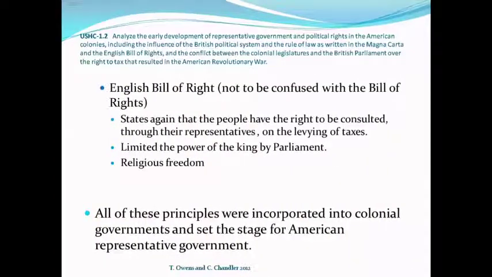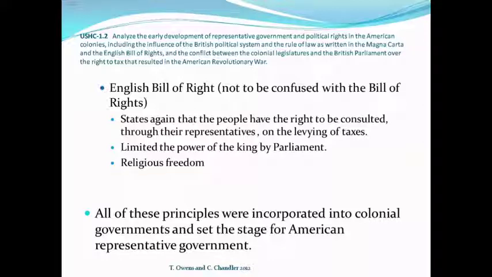Another important British political tradition was the Bill of Rights. This is not the same thing as our Bill of Rights. What it did was again re-emphasize the fact that the people had the right to be consulted, through their representatives, whenever new taxes are passed. And so this is going to make them upset later when they're not consulted about levying taxes.